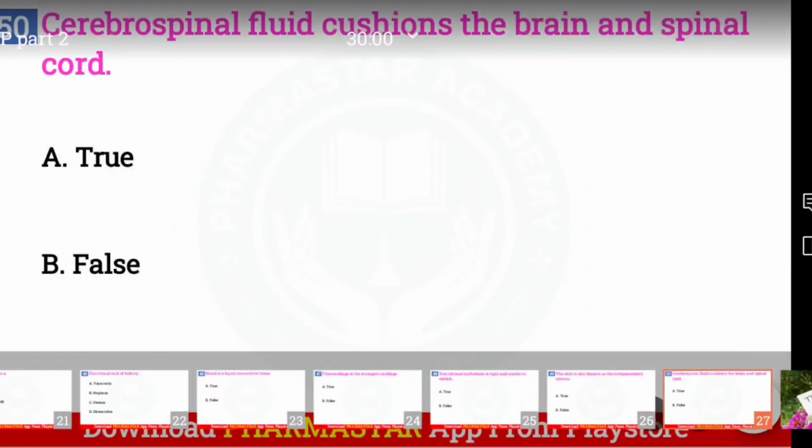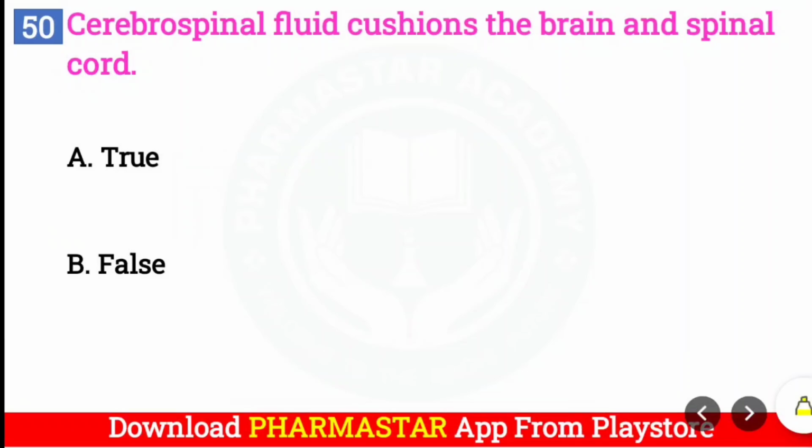Next question. Cerebrospinal fluid cushions the brain and spinal cord. Option A, true. B, false. Cerebrospinal fluid is a clear, watery liquid that surrounds, supports and cushions the brain and spinal cord within the skull and spinal canal. It acts as a shock absorber to protect the central nervous system from trauma while also providing buoyancy and delivering essential nutrients. The correct answer is option A, true.